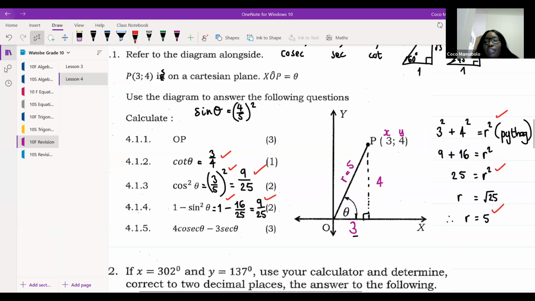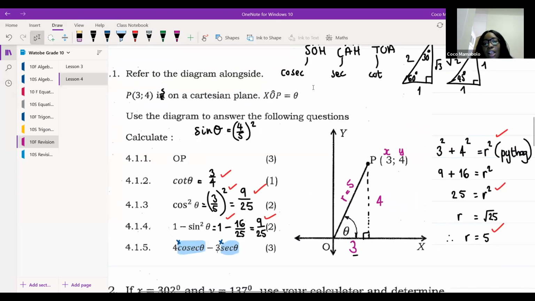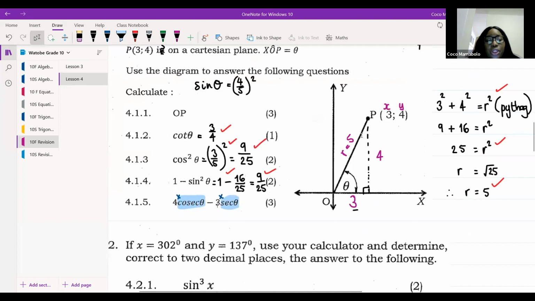Okay, have a look at 1.5. We're looking for 4 cosec theta minus 3 sec theta. So we have to go find cosec of theta and multiply it by 4, and find sec of theta and multiply it by 3. For those of you who need a refresher, look at the cousins. The cousin of cosec is sine, and the cousin of sec is cos. So we're doing the opposite of sine and cos. Pop your answers in the chat when you're ready.